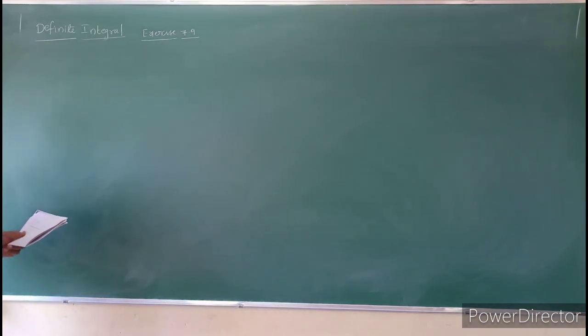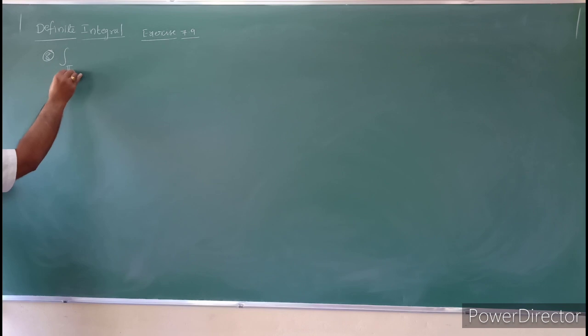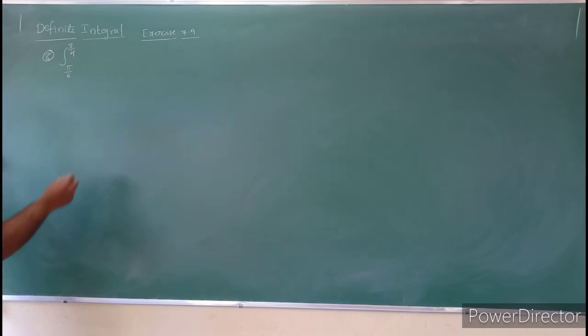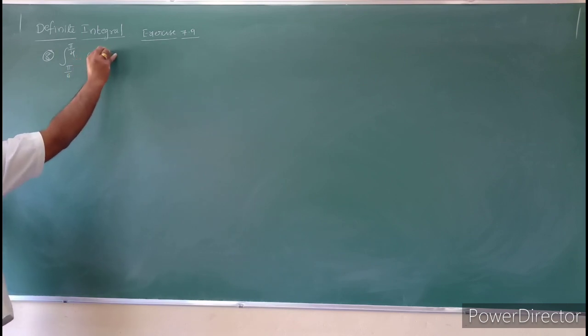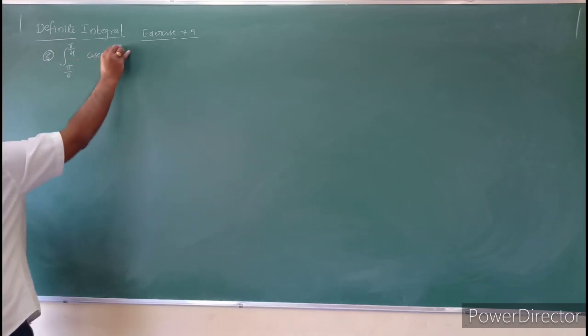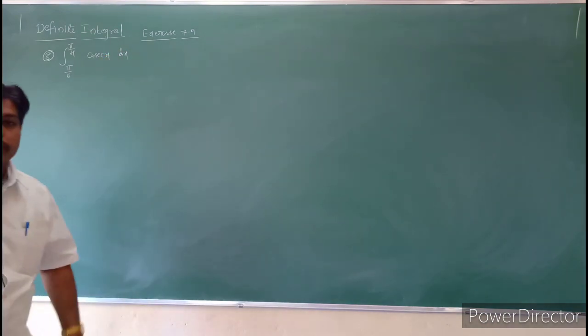Next, see the next question. See the question number 8. Integral pi by 6 to pi by 4 cosecant x into dx.